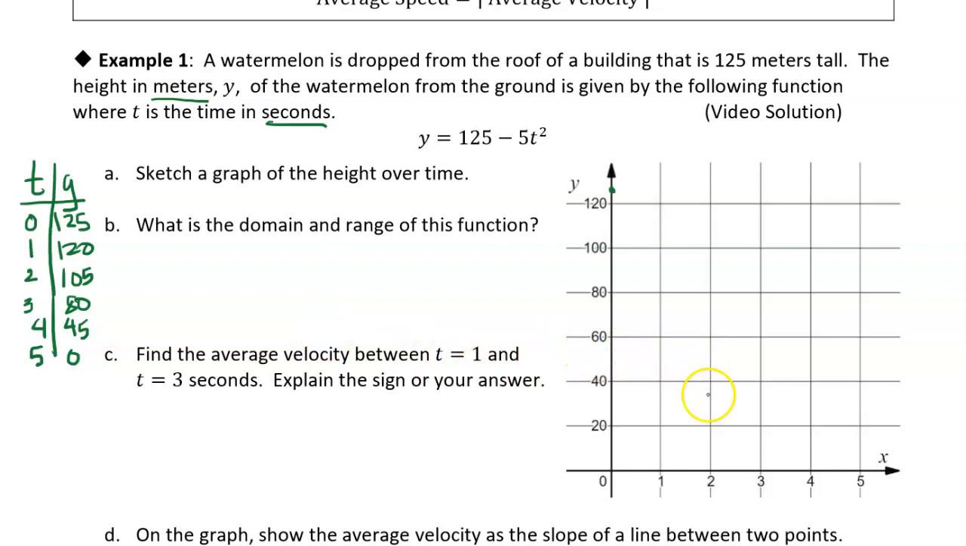All right, so I'm just going to plot those points. So 1 and 120, that's right there. 2, we're at 105, so we're just above 100 right there. And 3, we're at 80.